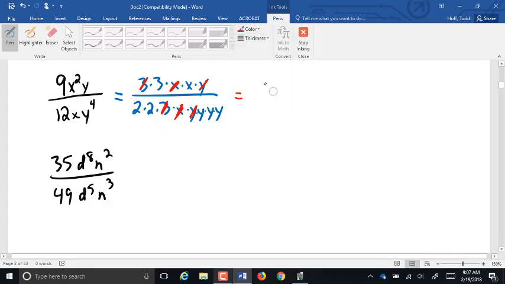What's left on top? 3 and x make 3x. On bottom, we have 2, 2, y, which makes 4y to the 3rd. Very good.